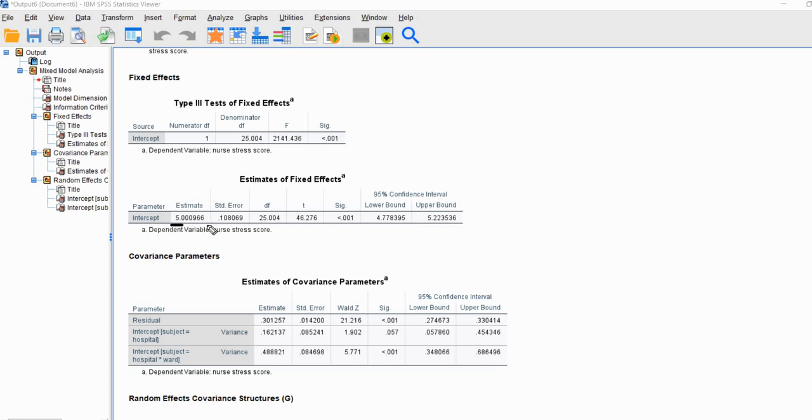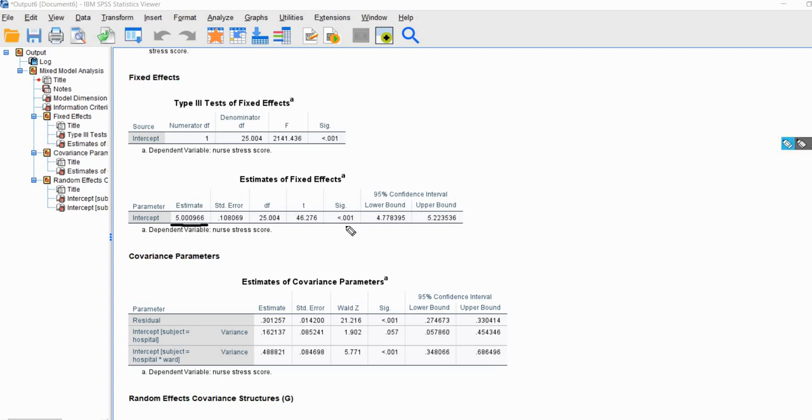So at any rate, with respect to our fixed effects, like I said, the only fixed effect in our model is that for the intercept. So essentially this would be the grand mean of stress responses across the hospitals. So you could think about it as the expected level of stress for an individual randomly selected from Ward J within Hospital K, if you want to think about it from that kind of standpoint.